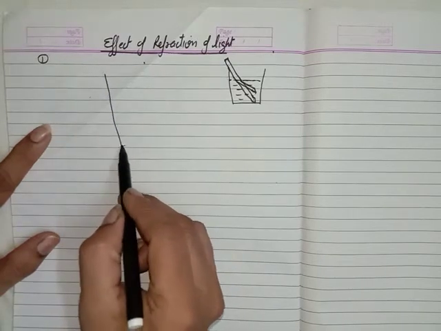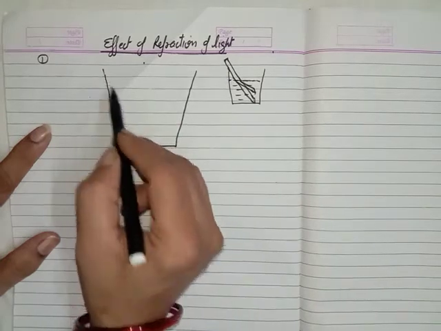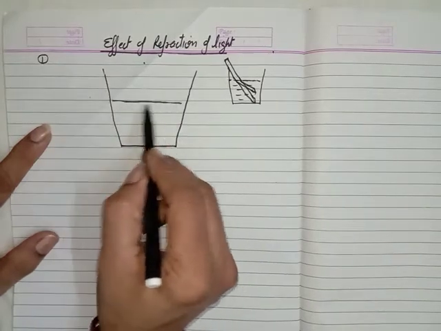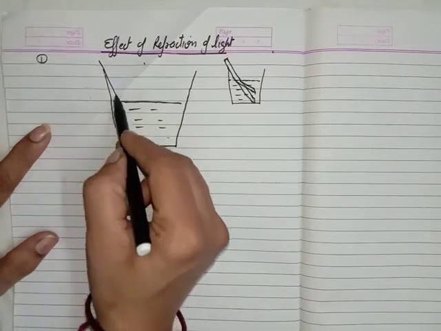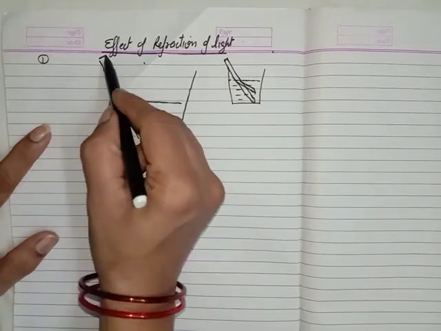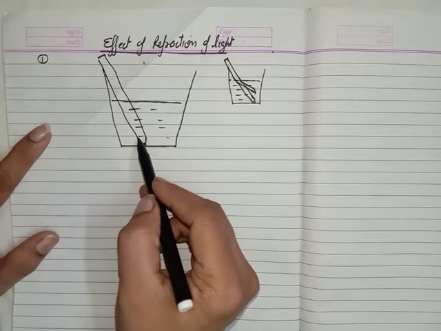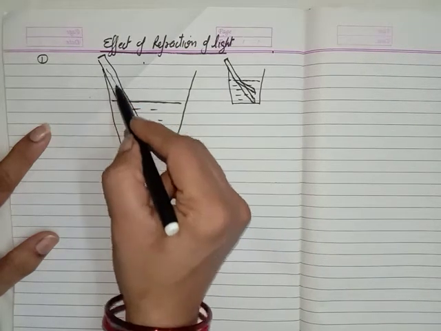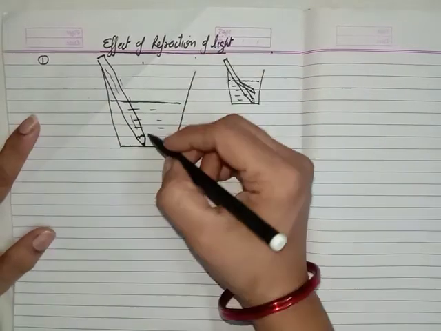Actually, I am making a large figure for you so that it is easy for you to understand. This is a glass tumbler which is filled with water, and I am placing a pencil here obliquely, not perpendicular, obliquely. This is a pencil, and suppose we are looking from here.